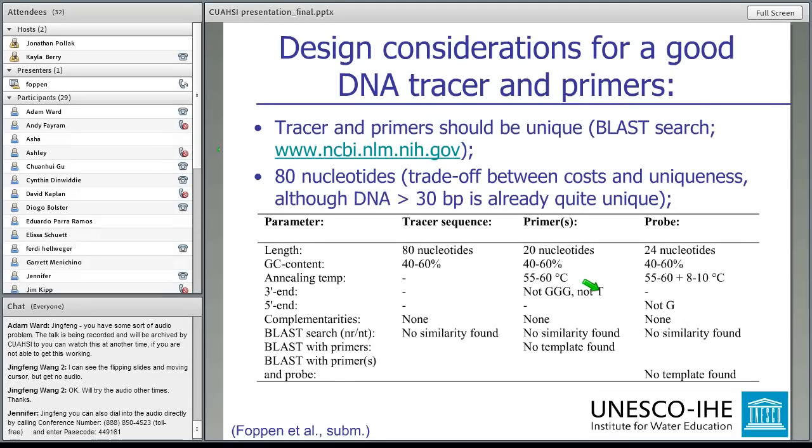It's not that each and every piece of DNA is suitable for doing experiments. There are a number of boundary conditions. First of all, the tracer and the primers should be unique. You can find out whether what you have designed is unique by going to the NCBI, an institute of the National Institutes of Health in the US, and there you can do what is called a BLAST search to find out whether your piece of DNA is known in the database.